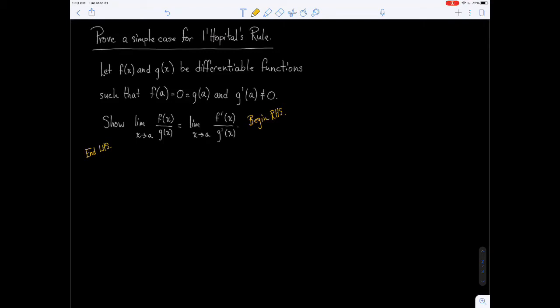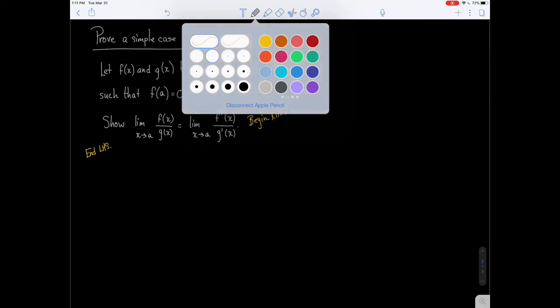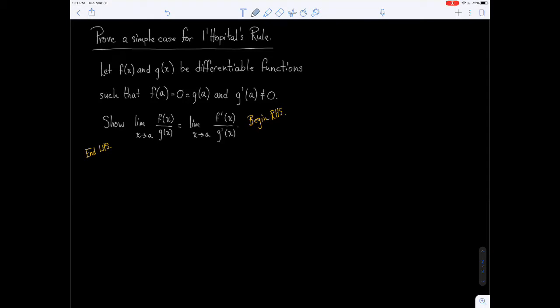And before we do that, let's just do a little reminder. Remember, there's another way to write the derivative, and I'll show you how that works. So normally we would write that the derivative is the limit as h approaches 0 of f of x plus h minus f of x, divided by h.